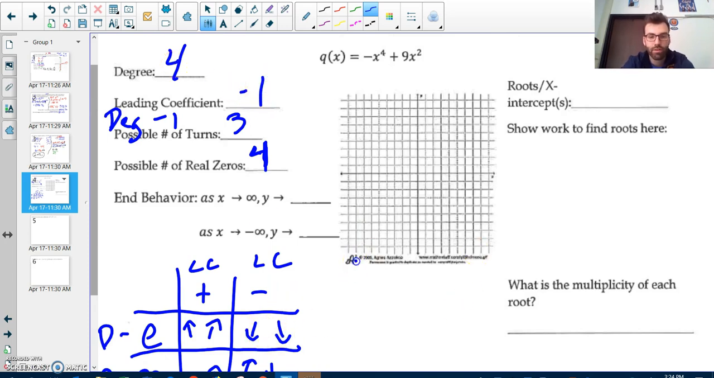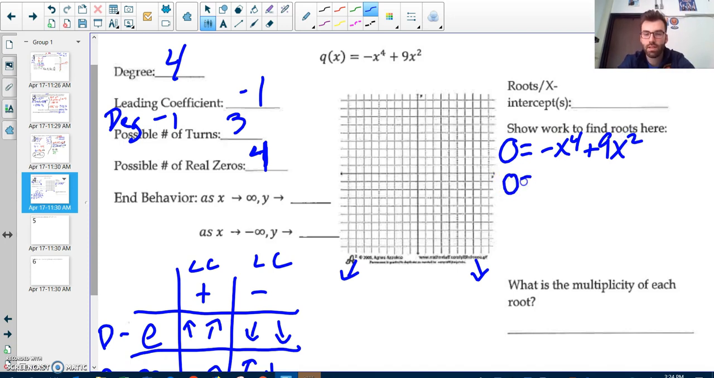So here I have an even degree and a negative leading coefficient. So I know that my function, no matter what, should finish down, down. I should have arrows pointing down. That means my function should open down. To show my work, I'm going to show it over here. I want to set my function equal to 0 and solve.